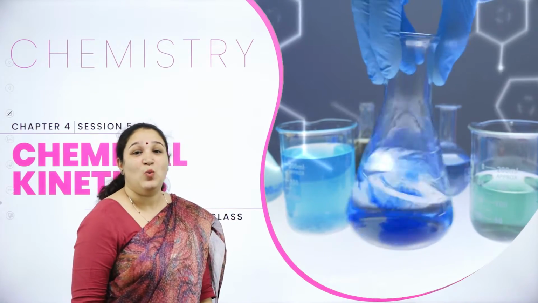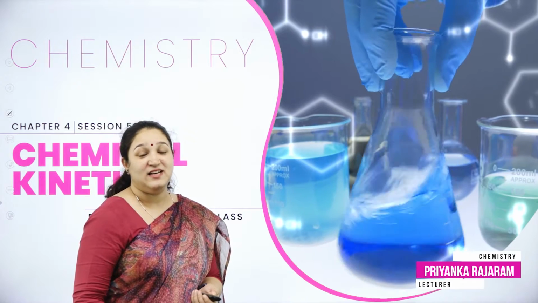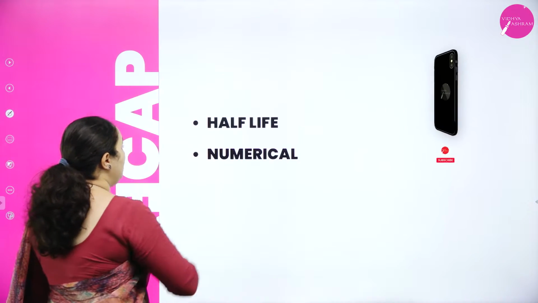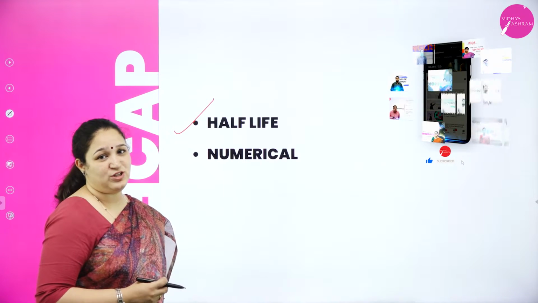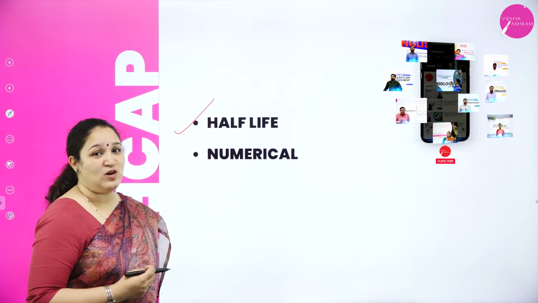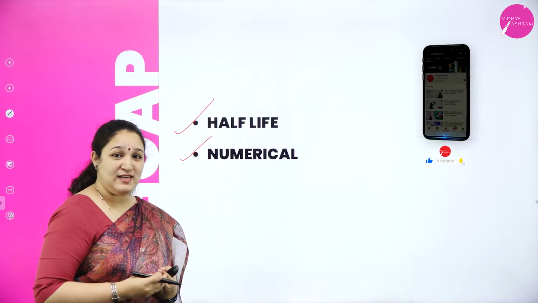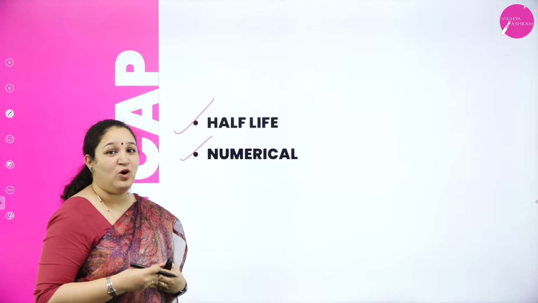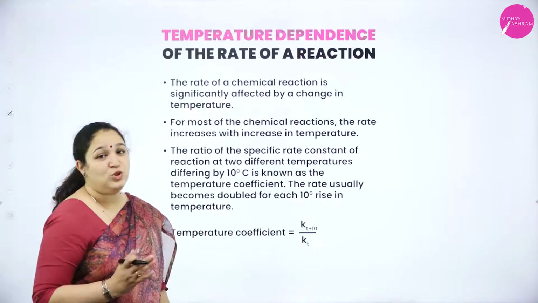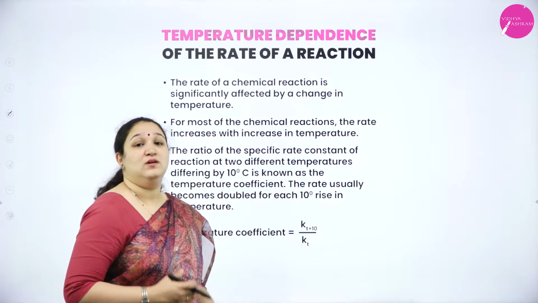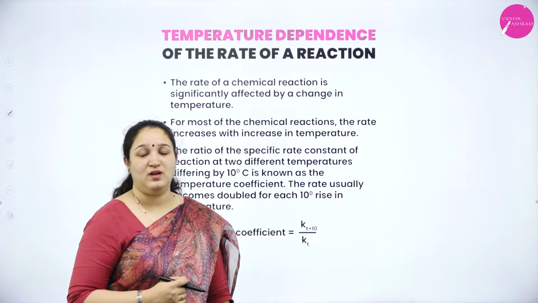Hello my dear students, welcome back to the session 5 on the chapter Chemical Kinetics. Last class we studied about half-life of zero order and first order reaction. Also we have solved some of the numericals, isn't it? I hope you have revised and also worked out all of the problems and the derivations. Okay? Today we'll be learning about the effect of temperature on rate of the reaction.